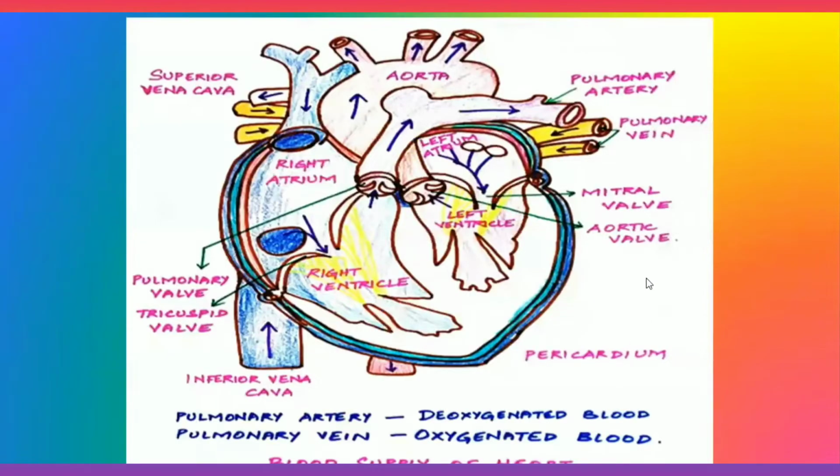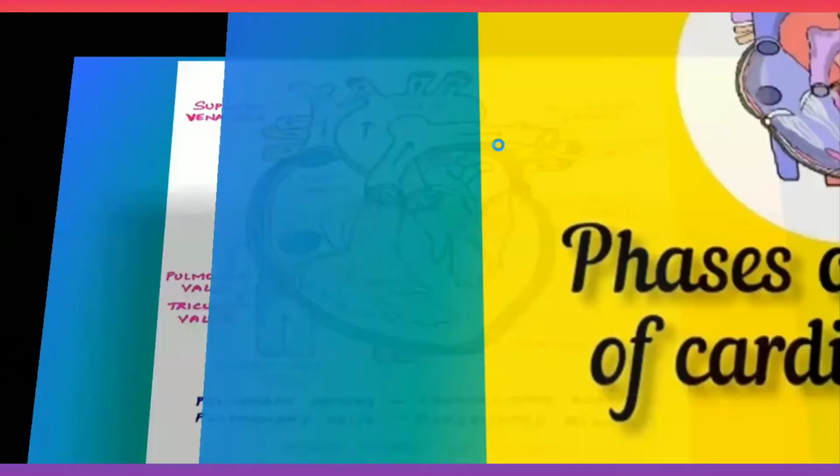In the previous session, we saw about the blood supply of heart. Just take a look at that session. I have given the link in the description also. If this is clear, you can understand the phases of cardiac cycle easily. This is the right atrium, this is the right ventricle, this is the left atrium, and this is the left ventricle. From the right ventricle goes the pulmonary artery, and from the left ventricle goes the aorta.